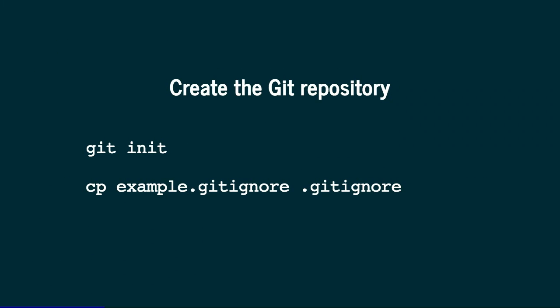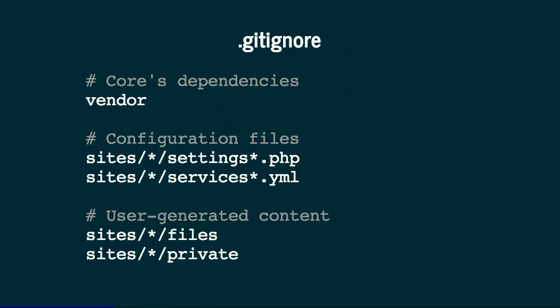And the next step, we will create a Git repo for my project, something like git init, and then copy the example.gitignore file provided by the project. Something like example.gitignore, copy it to .gitignore. And now we have a project. We have a repo, a definition, and what's within this .gitignore file.